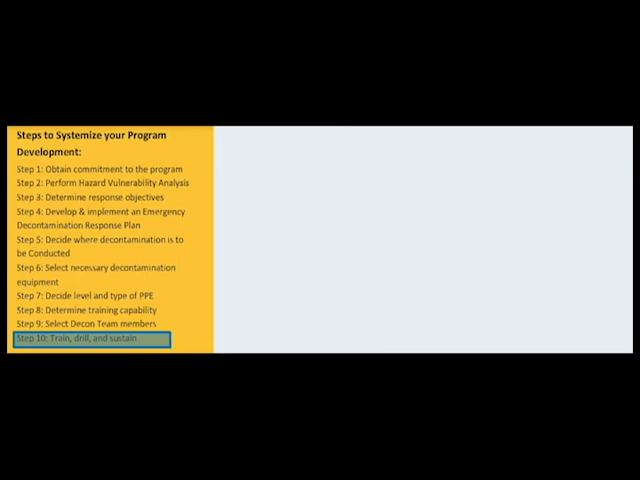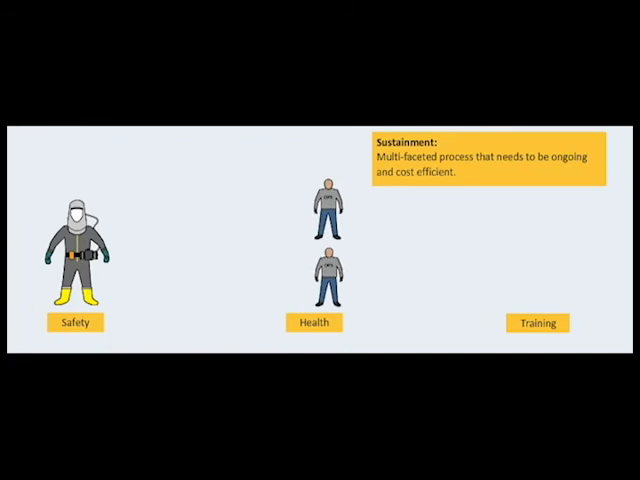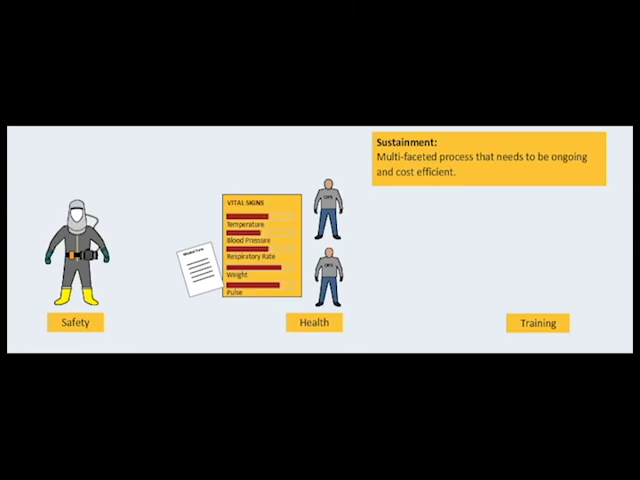Step 10. Train, drill, and sustain. Sustainment is a multifaceted process that needs to be ongoing and cost-efficient. The most important place to start is by ensuring the safety, health, and continued training of your current team members. Each individual who will wear protective clothing and a respirator will need a medical evaluation and should have close follow-up on any exposures or reported problems.